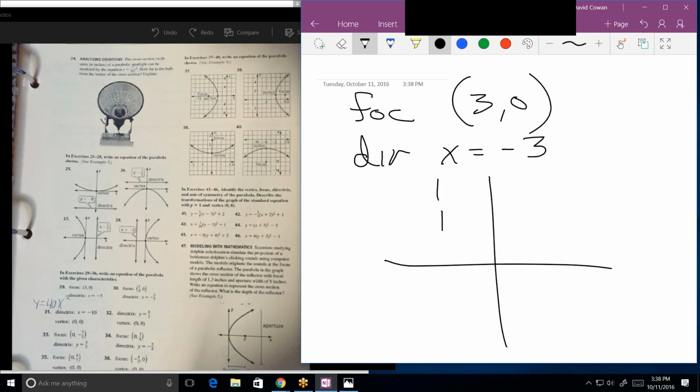There's the directrix right there. This is going to tell you whether it's horizontal or vertical, and which way it opens. It's not vertical. Remember, the directrix is always perpendicular. When you said opens to the right, you were right, but that's horizontal. Okay? Vertical is like this.